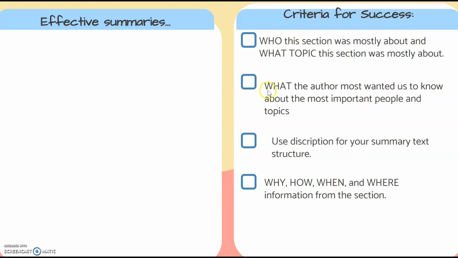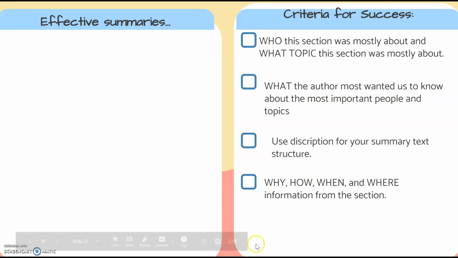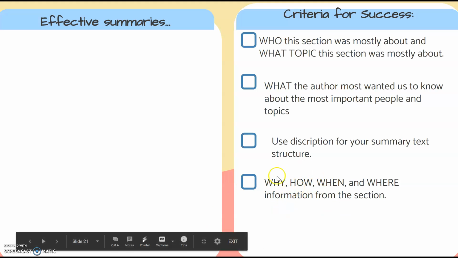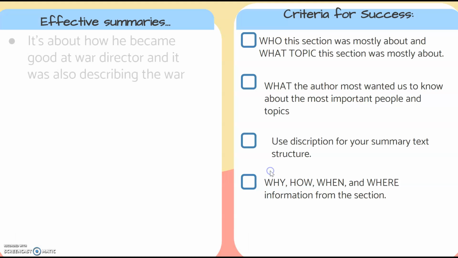So here is the criteria for success. You should have included these 4 things in a summary, and you're going to do it again today. That is who this section was mostly about and what the topic of this section is mostly about, what the author most wanted us to know about the most important people and topics. You should have used a text structure, and I'm giving you the text structure. In this case, it was description. And then you're identifying the why, how, when, and where information from the section. Sometimes this can all come from one sentence. So let's take a look at some non-examples that did not include these things.